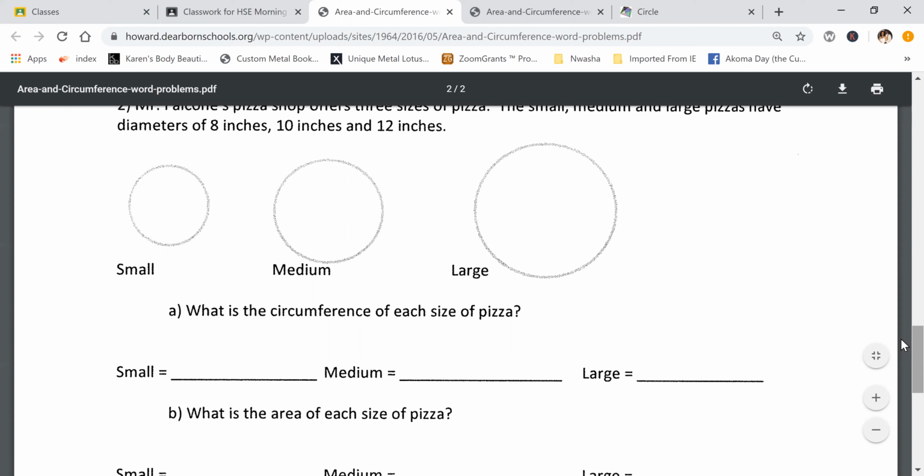So now for the area of the medium pizza, what are you going to multiply times pi? 5 squared, right? So now for the area, you don't need 10, you need the radius, which is 5. But still, because these are smaller numbers, you're like, okay, 5 times 5 is 25. So I can multiply 25 times 3.14.